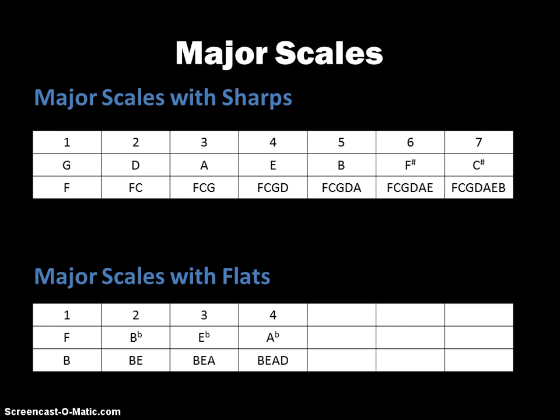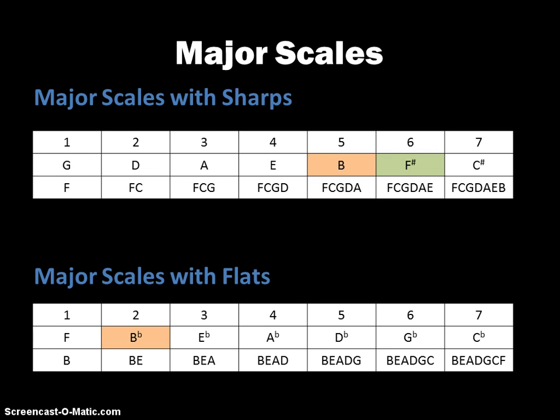4 flats would be A flat major, B, E, A, D. 5 flats, D flat major, B, E, A, D, G. 6 flats, the G flat major scale, where only F would be natural. And finally, 7 flats, which would be the C flat major scale, everything flat. Well, now we see the same pattern of F, C, G, D, A, E, B, but for the flats, it's reversed.